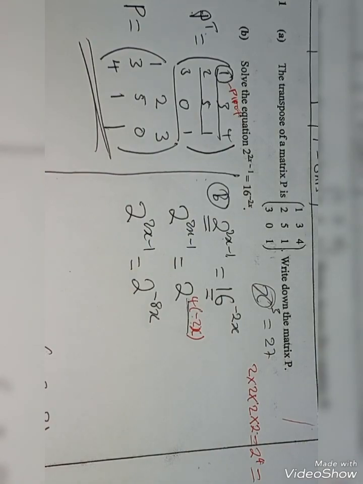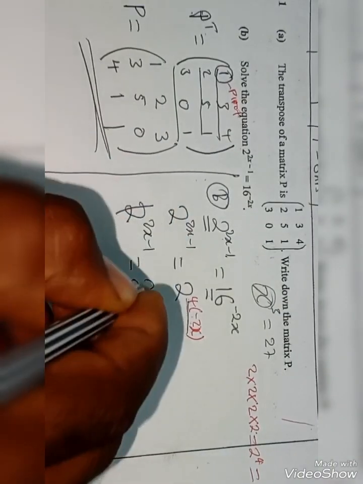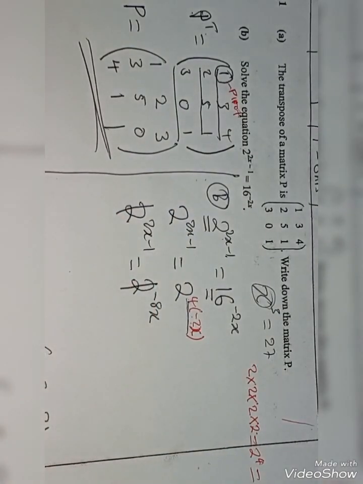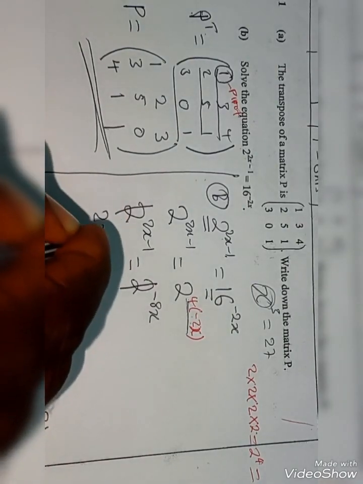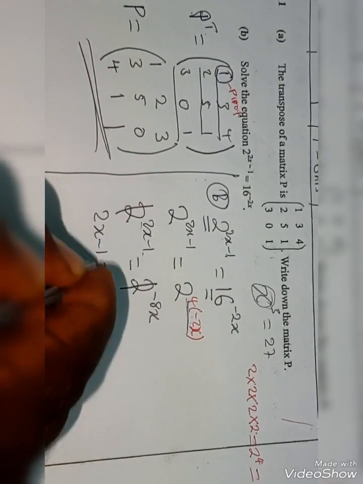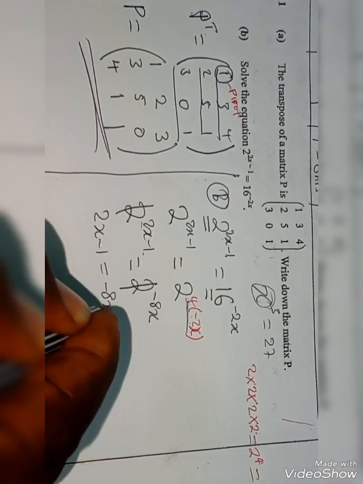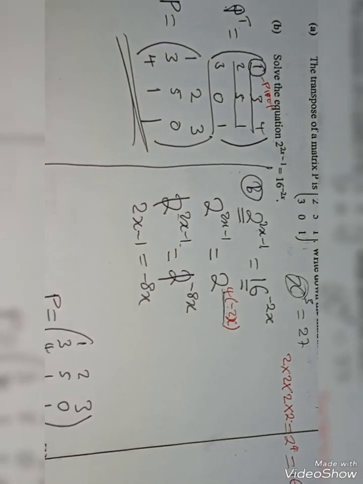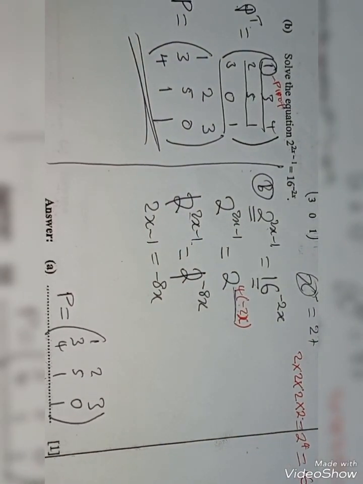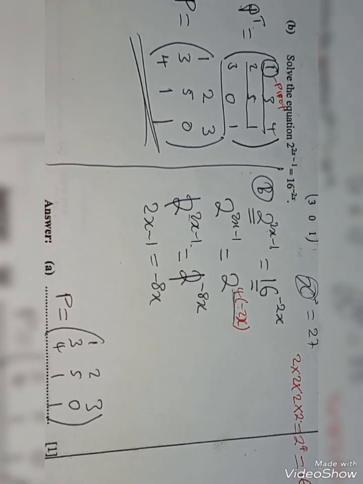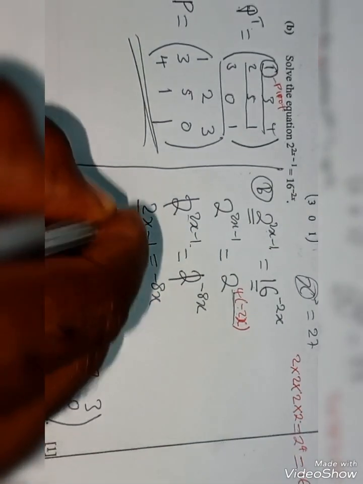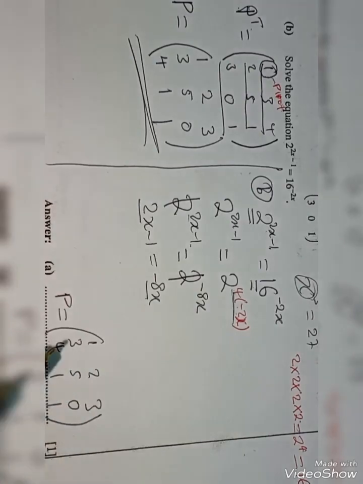So from there, we'll cancel the bases. We remain with 2x minus 1 equals negative 8x. Okay, so let's collect the like terms. So remember, we have 2x and 8x as the like terms.